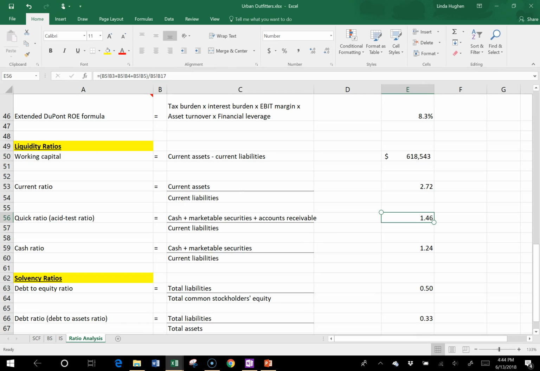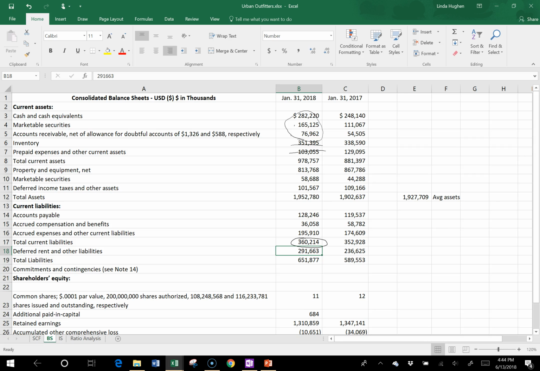And we see, so the quick ratio ignored the inventory and prepaid, so we see a decrease from the current ratio. And now when we go from the quick ratio to the cash ratio, we are leaving out the accounts receivable. We're including simply the cash and marketable securities.